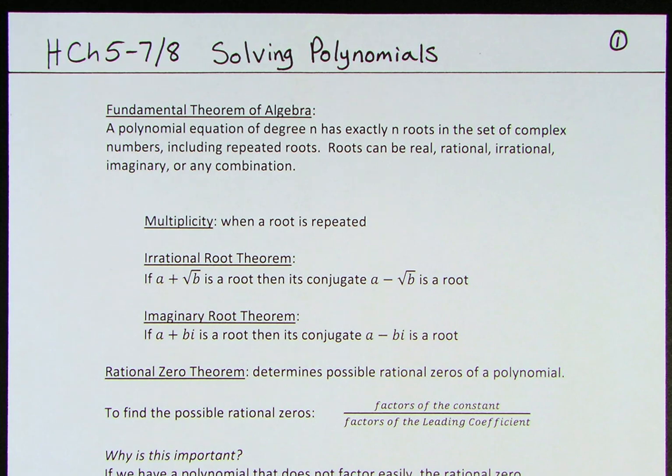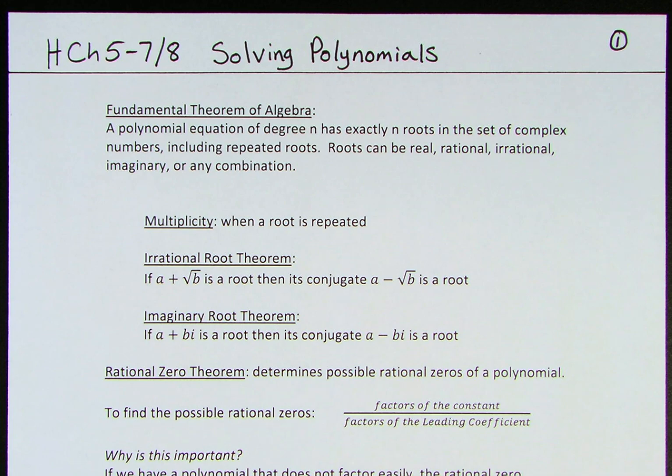So the last part of our unit is being able to completely solve polynomials. Our fundamental theorem of algebra tells us that we should have the same number of answers as whatever the highest power is. And it can be any combination of real, rational, irrational, or imaginary numbers. Okay, so again, we need to remember that multiplicity is when a root is repeated.